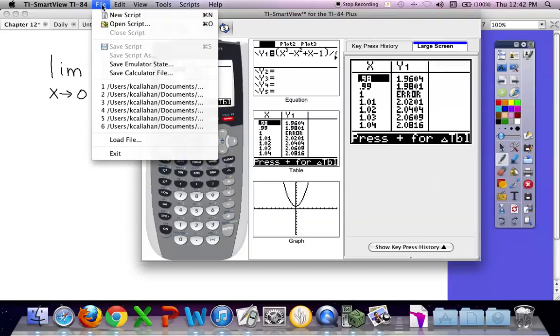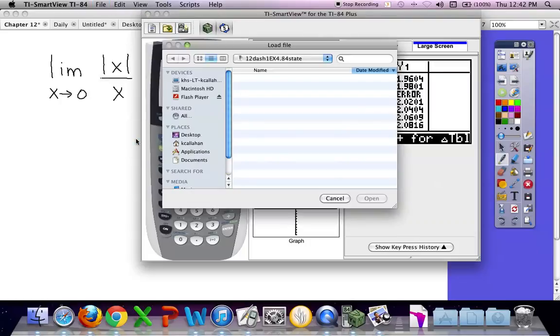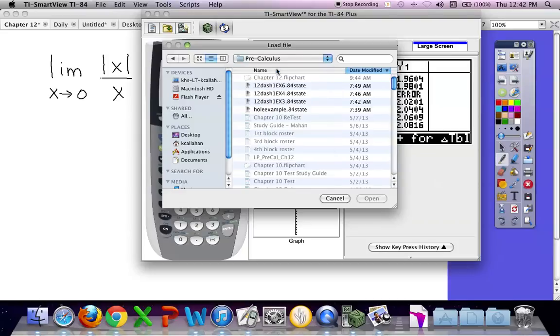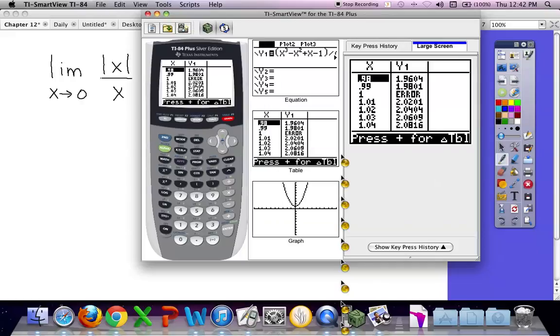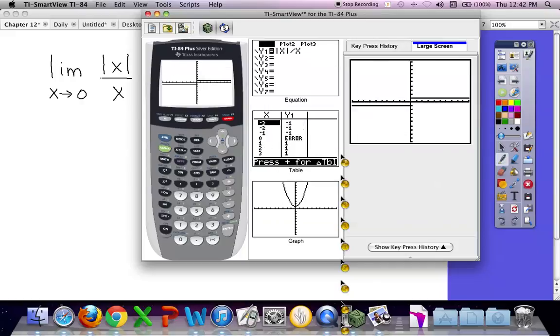File, open, 6, right there. If you look at the graph, notice here's the graph. It's -1 until it gets to the y-axis, and then it's 1.